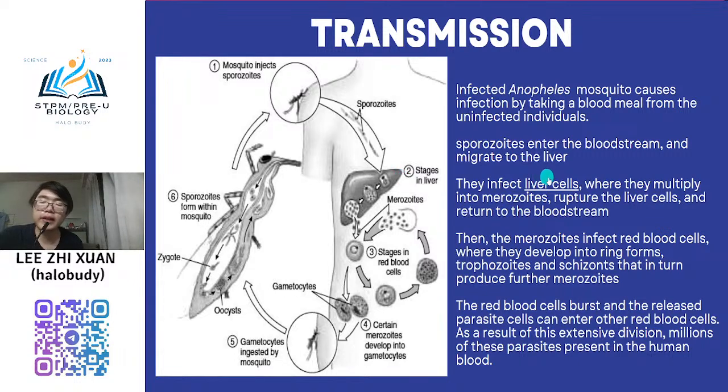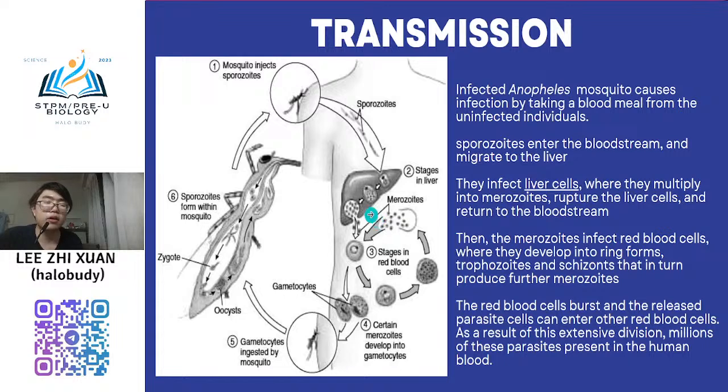So they will infect the liver and multiply into merozoites. They will form merozoites, and rupture the liver cell and return into the bloodstream. So they will use the liver as their home. Mereka akan besar sampai dia besar, already form merozoites. They will burst. They will go out from the liver, burst the liver, so that it ruptures the liver lah.